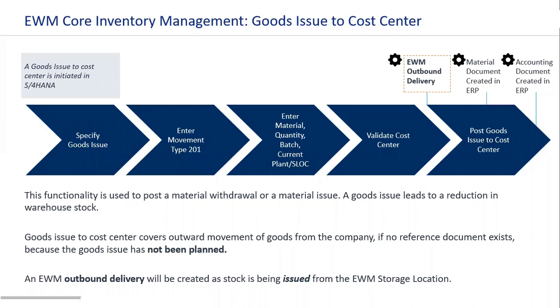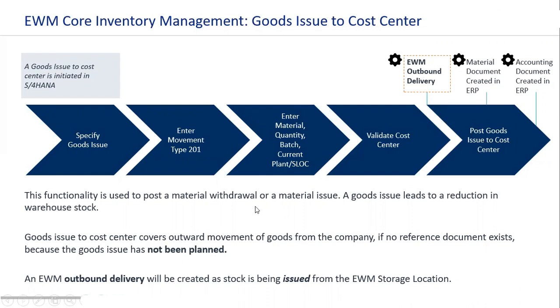So this is a goods issue to a cost center. The goods issue to cost center is initiated in S/4HANA. You'd specify a goods issue, enter the movement type 201, then the material, quantity, batch, current plant, validate the cost center, and post goods issue to cost center. And you can see at the top, that's where the EWM outbound delivery would come into it.